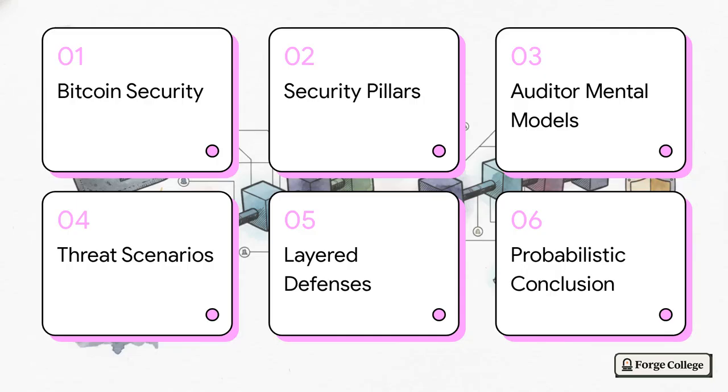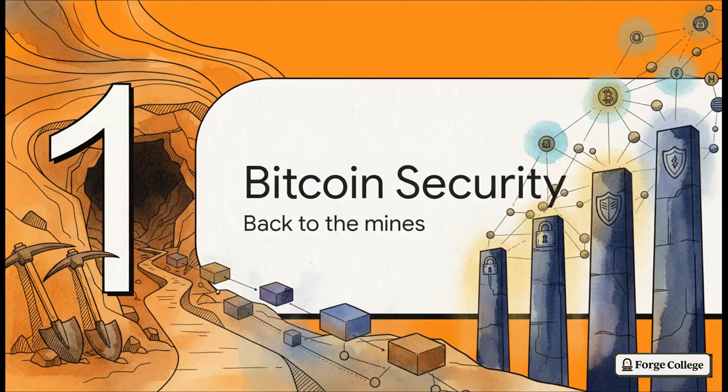Here is the blueprint for today's heist. Section 1. Back to Bitcoin security. 2. The 3 security pillars. 3. Auditor mental models. 4. Threat scenarios in action. 5. Layered network defenses. And finally, 6. The probabilistic conclusion.